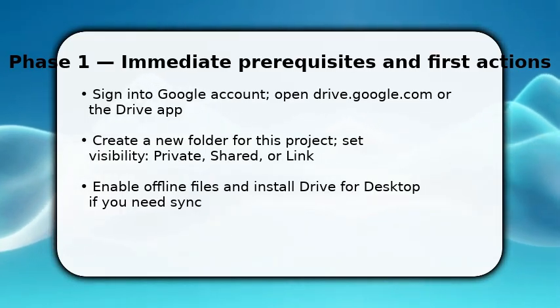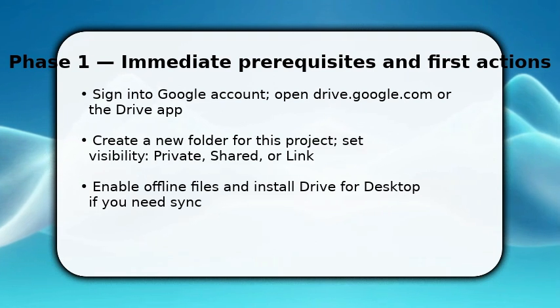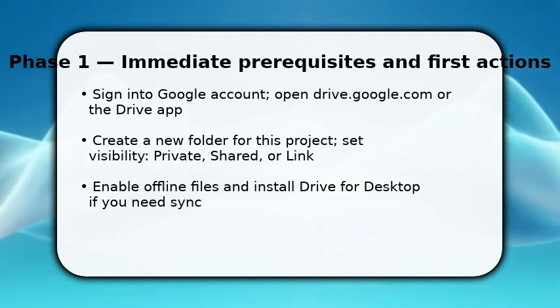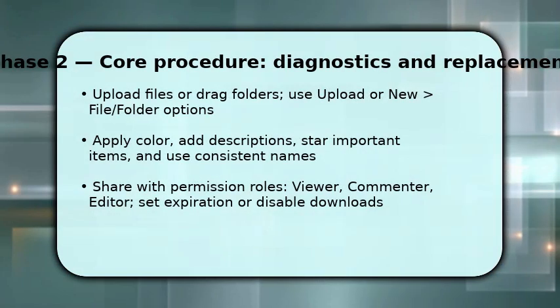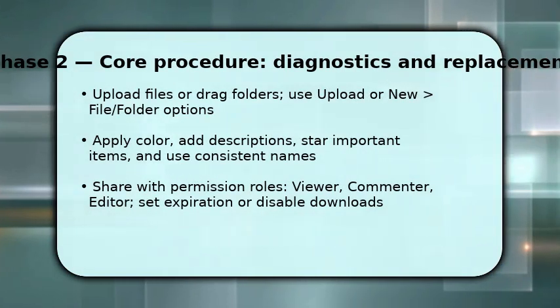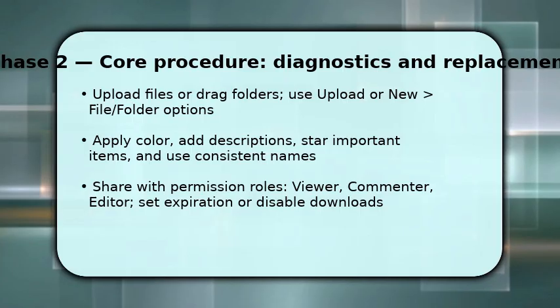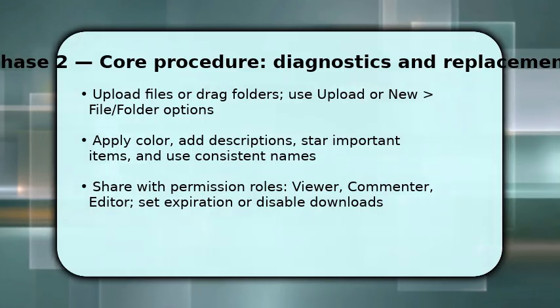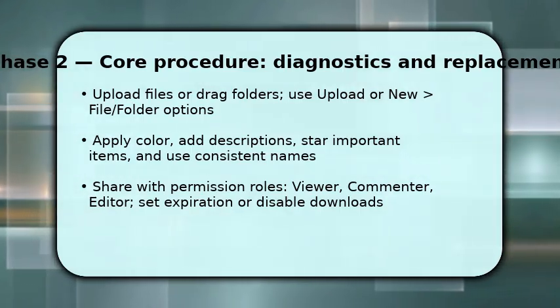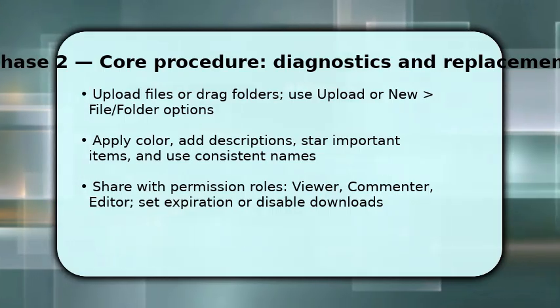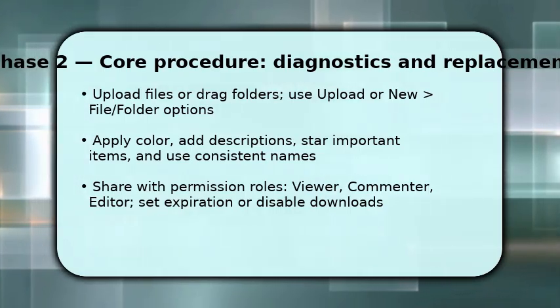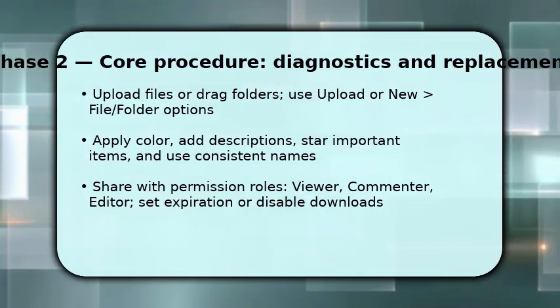Make sure to set upload and conversion options so files open correctly in Google editors. Now you upload and organize. Drag folders or use new file/folder to add content quickly, then apply colors and descriptions to speed visual scanning. Once files are in place, use consistent naming conventions and add stars to priority documents so you find them fast.